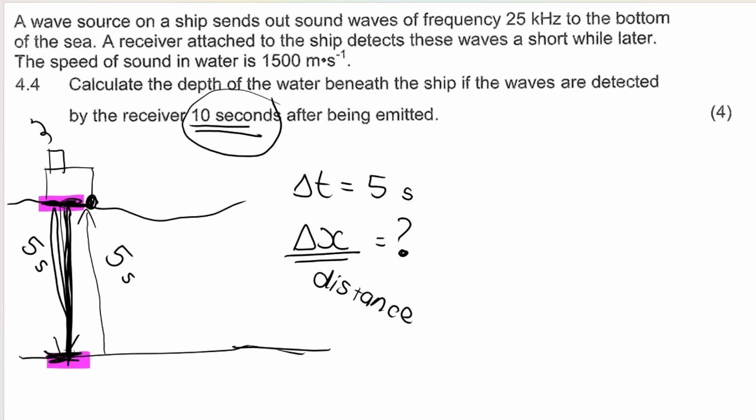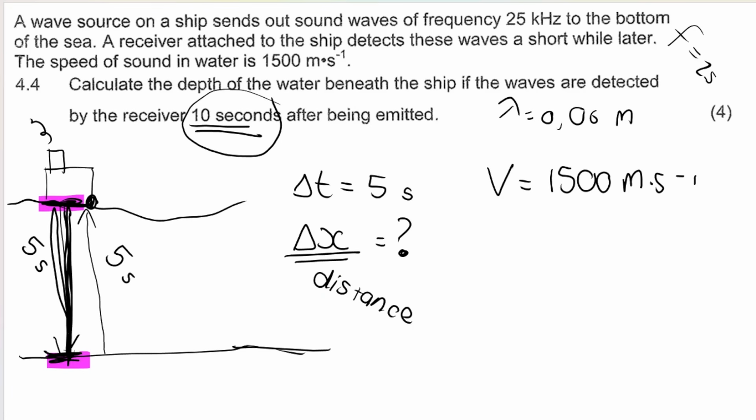I'm looking for depth. I know the speed. The speed of sound is 1,500 meters per second. I also know other things now. I know my wavelength is 0.06 meters. I also know my frequency is 25,000 hertz. But if you get a question like this, we don't care about frequency. We don't care about wavelength. All I need to do is a speed, distance, time calculation.